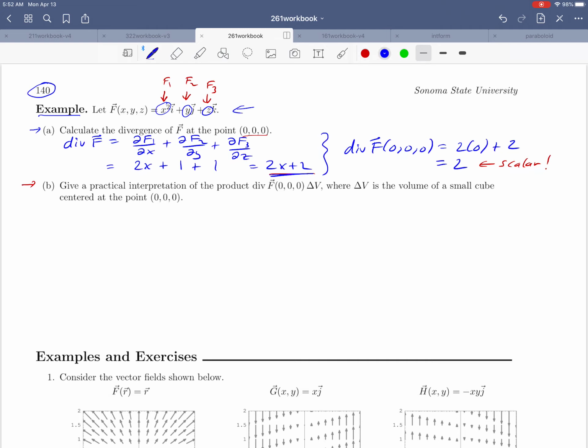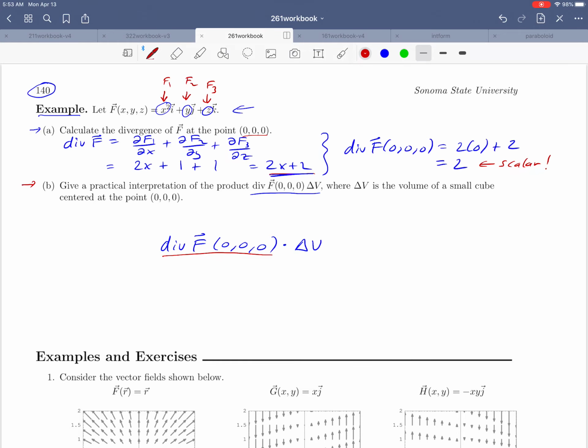Part B asks us to give a practical interpretation of the product divergence of f at 0, 0, 0 times delta v, where delta v is a cube centered at the point 0, 0, 0. Well, we can figure out logically what that has to mean just by examining units here. So let's start by writing down the expression that we're trying to analyze. We'll look at this one piece at a time, starting with the divergence.